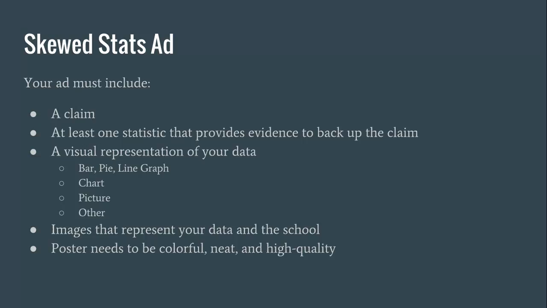So here's the product. I'll start with explaining the product, and then I'll review some of the tools that you'll need. The first thing is you'll need to make a claim. These are the five requirements for your poster. The first one is to make a claim. You need to make a statement, something you can back up with data. Also, you need at least one statistic to back up that claim.